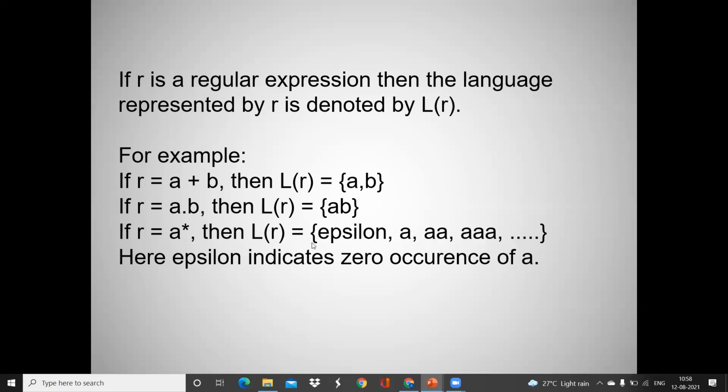So this way you could see that the language is a set of strings which can be generated. Depending upon what your regular expression is, you will get the language.